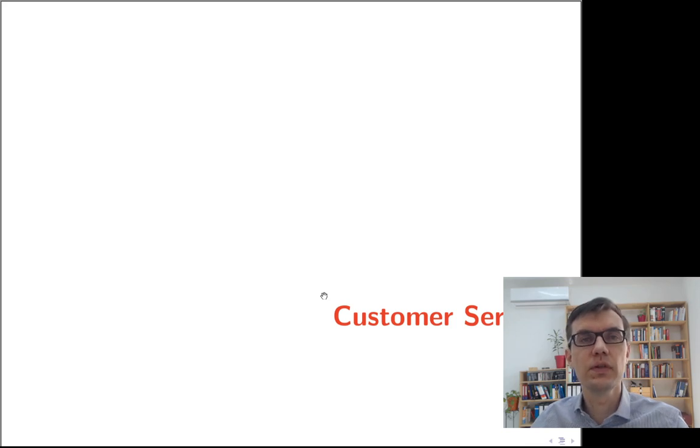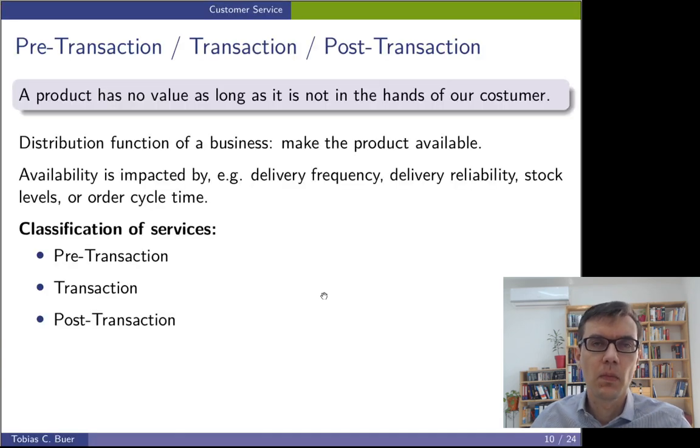Customer service plays an important role in creating value for the customers. So let's have a look at some more details of the concept of customer service. First of all, note that a product has no value until it is in the hands of our customer.